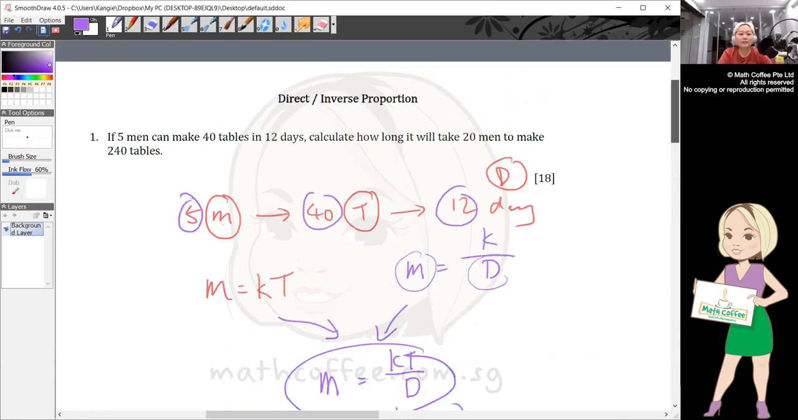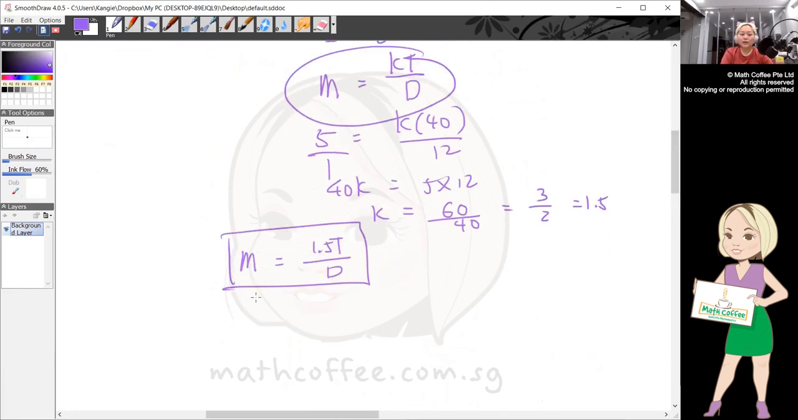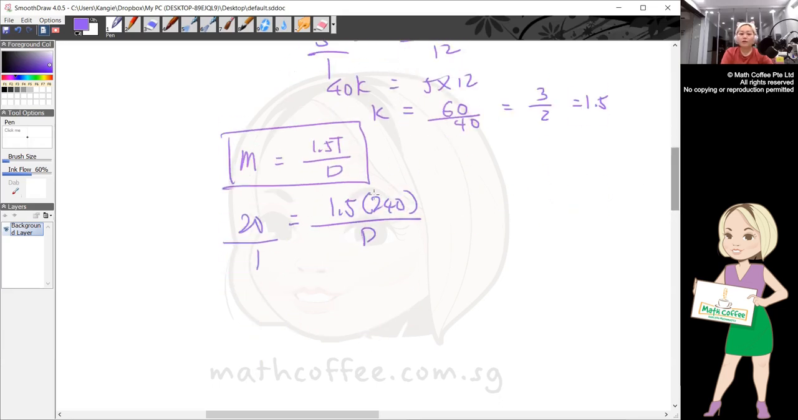Coming back to here, now I have the formula ready. Then they ask, 20 men, 240 tables, how long will it take? So I just need to sub in M equals 20. 1.5 is fixed. T is the tables, which is 240. D is the number of days that you're supposed to find. So this is my formula. Cross multiply, you will have D equals 1.5 times 240, the whole thing over 20. So D equals 18. Okay, hold on.